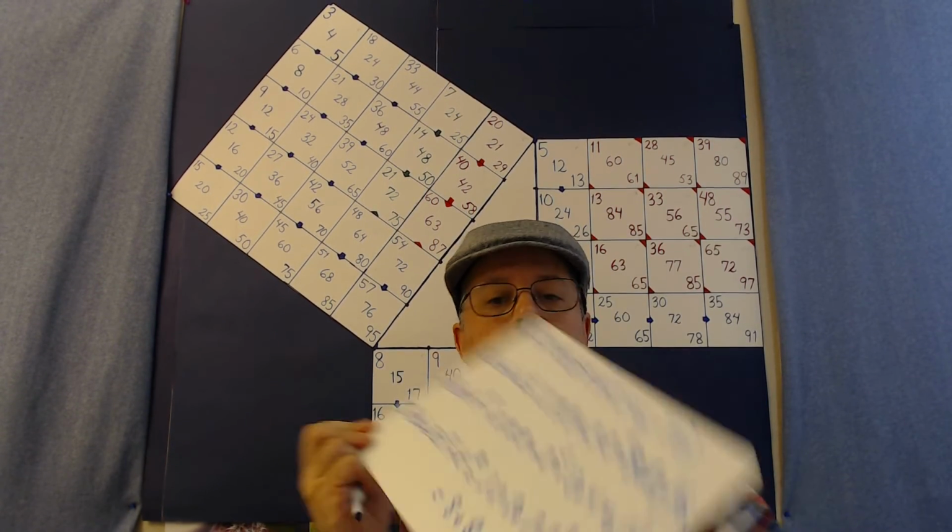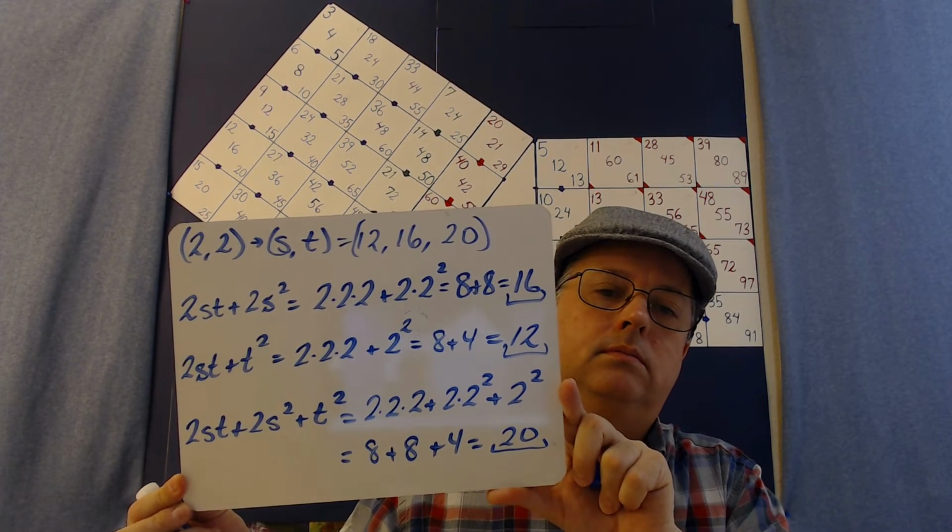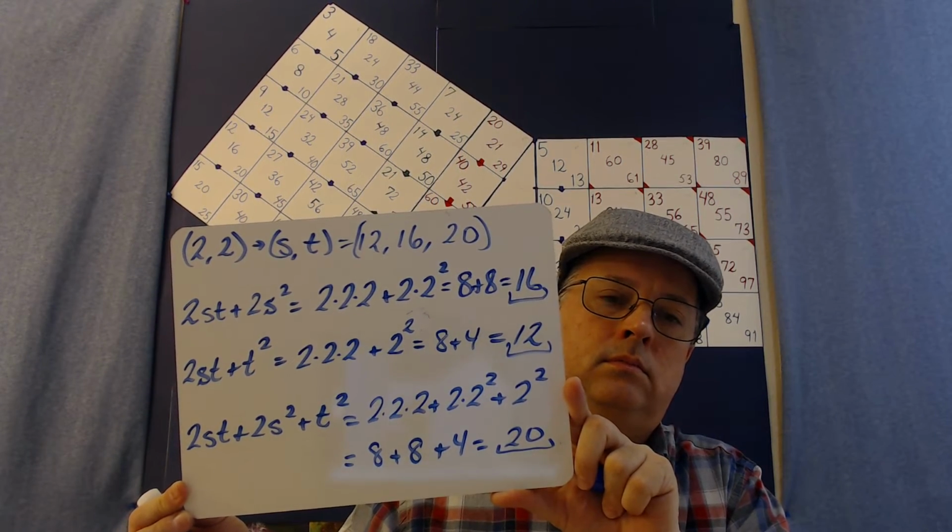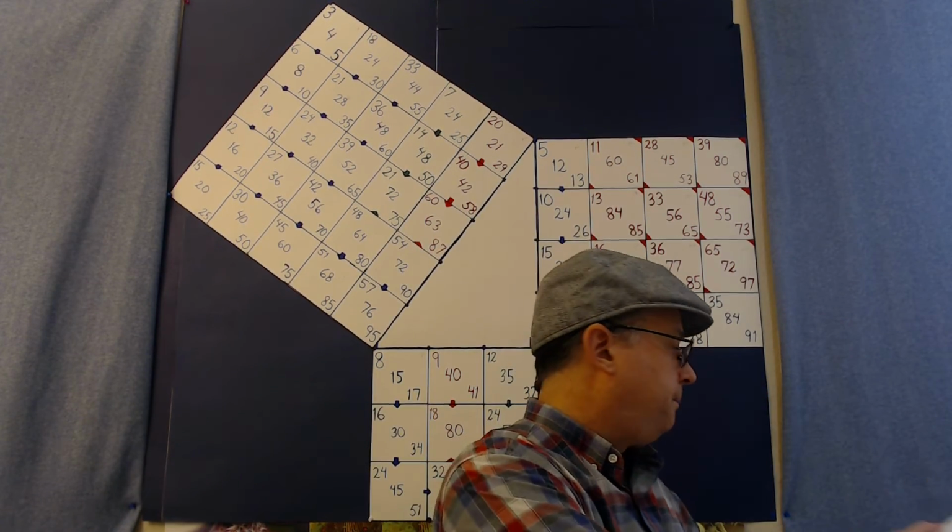If we go back to writing them in numerical order. Okay, so 2, 2 gave us 12, 16, 20. And that's just a multiple of the 3, 4, 5. That's the 3, 4, 5 times 4.